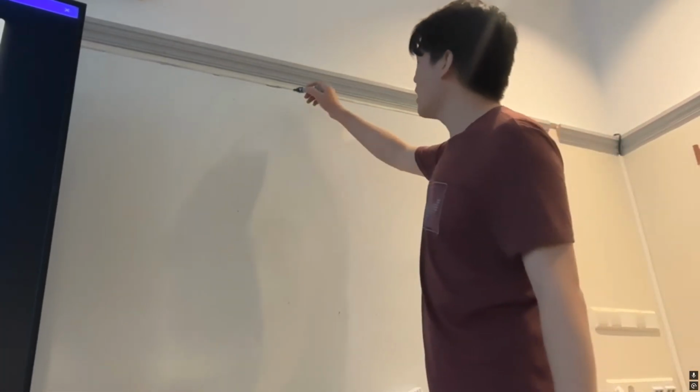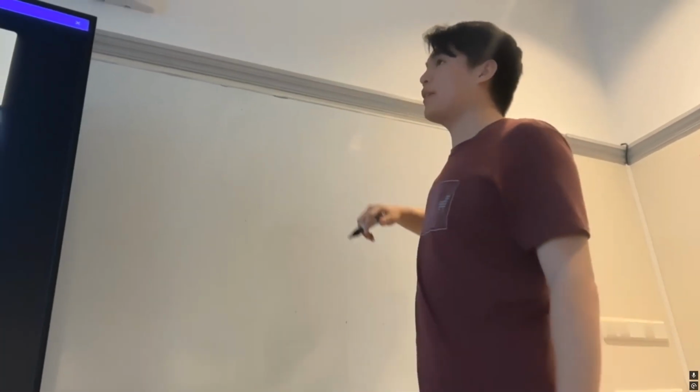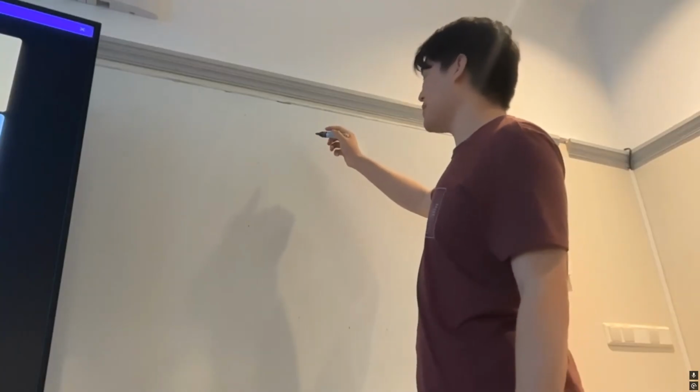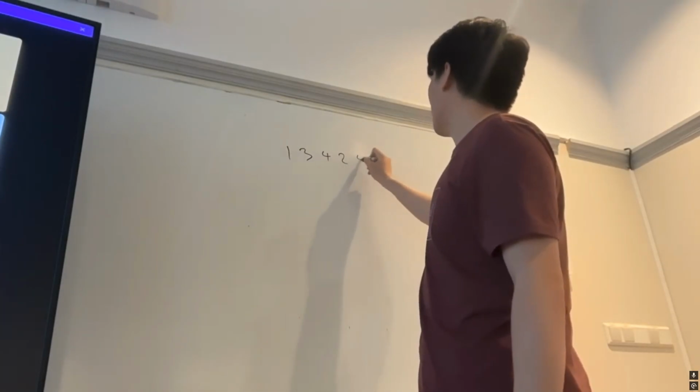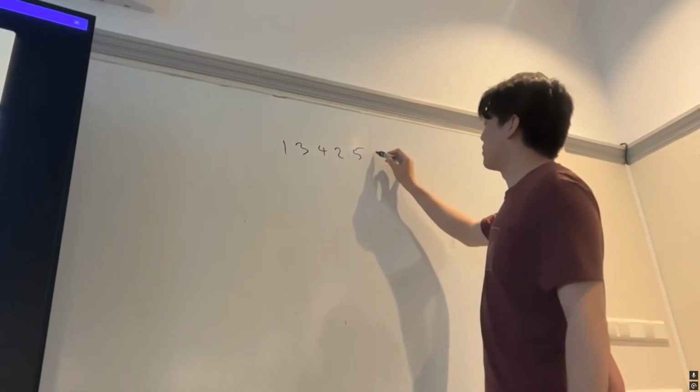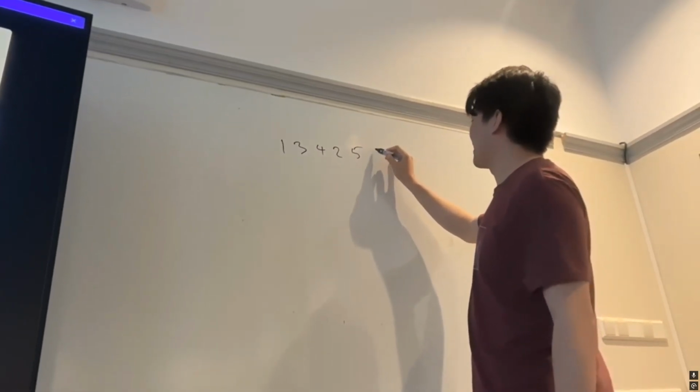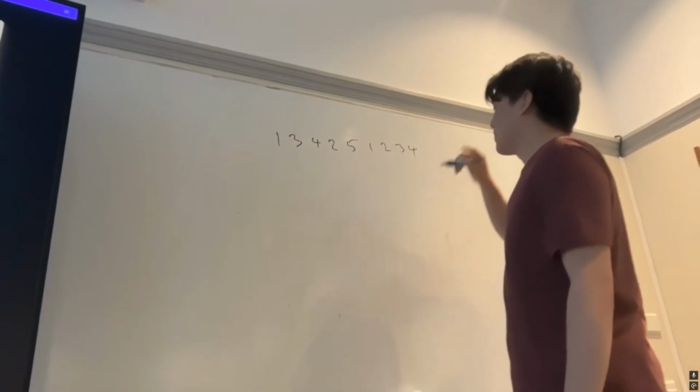Yes. So the next problem is permutation windows. The problem is that you're given an array of integers. So let's say 1, 3, 4, 2, 5, and then maybe more numbers here, 1, 2, 3, 4. Okay, nice.